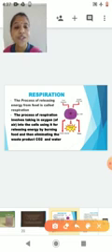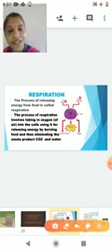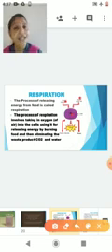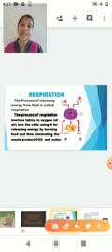So dear students, you can see here, this is the food and this is the oxygen. It is entering inside the cell. Inside the cell, the food is broken down to liberate energy. It is releasing out carbon dioxide and water as a waste material of respiration.